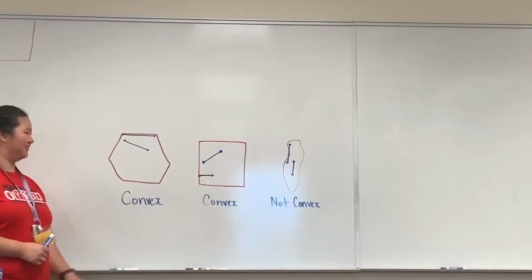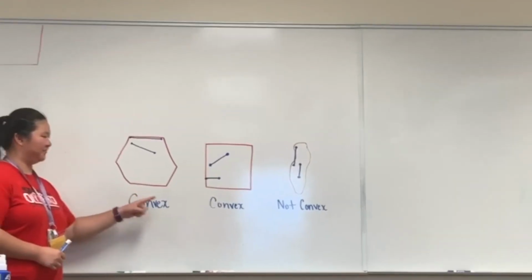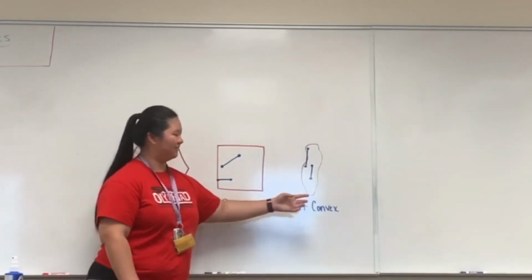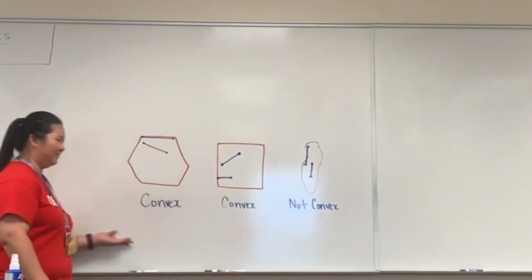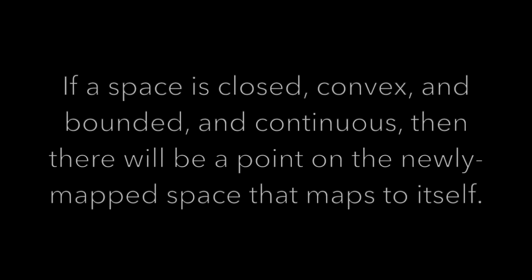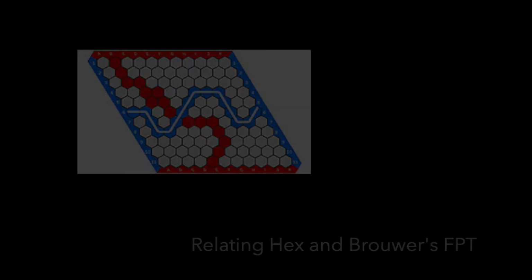In examining these 3 shapes, the rightmost shape is not convex, given a line can be drawn which connects 2 points within the shape, yet passes outside of the boundary of the shape. Now let us simplify the definition of Brouwer's fixed-point theorem. If a space is closed, convex, bounded, and continuous, then there will be a point on the new space that maps to itself, hence the point stays fixed.